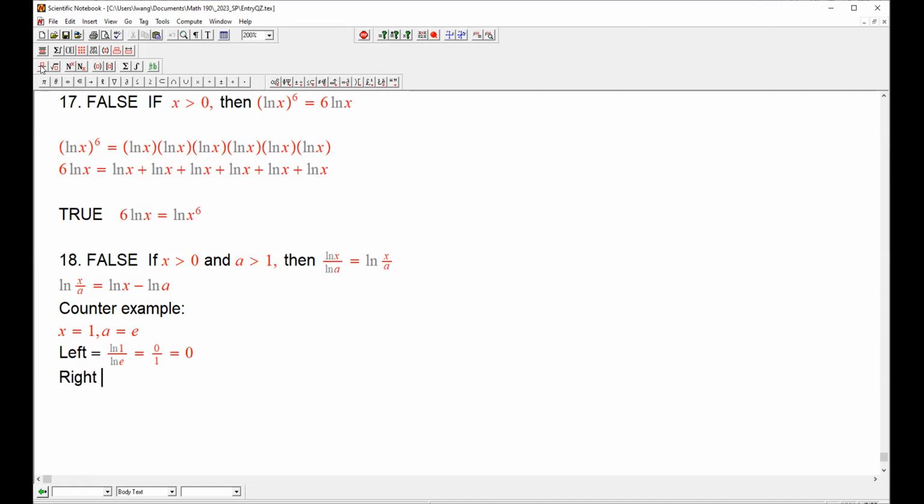And what's on the right-hand side? ln of x over a, x is 1, and this is e. What does that equal to? It equals -1. 0 does not equal -1, right? So we have a counterexample. So 0 is not equal to -1. So false. Okay, this is a very common mistake.